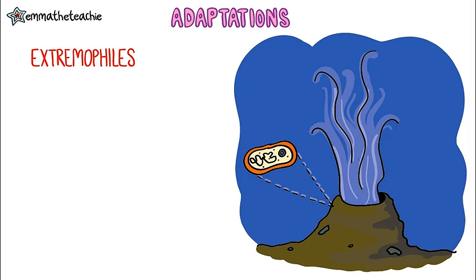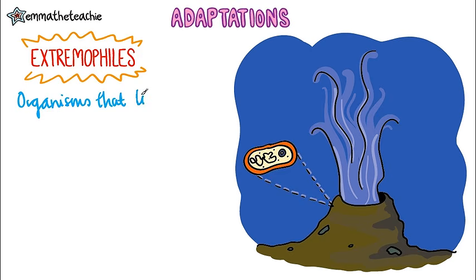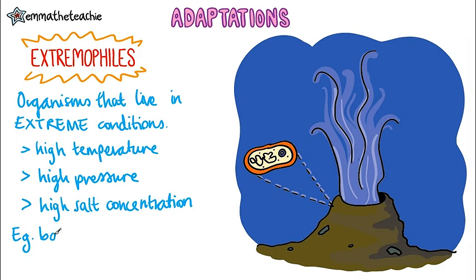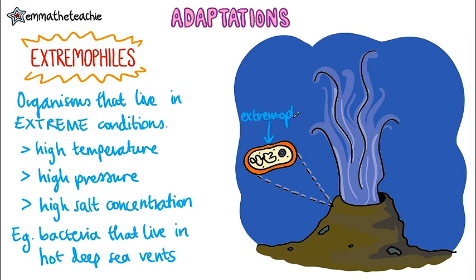There is one group of organisms that you need to know about in slightly more detail. These are called extremophiles. These organisms live in very extreme environmental conditions. For example, they may live in high temperatures, high pressure, or high salt concentrations. Bacteria that live in hot deep sea vents are called extremophiles, and these are an example you need to know.